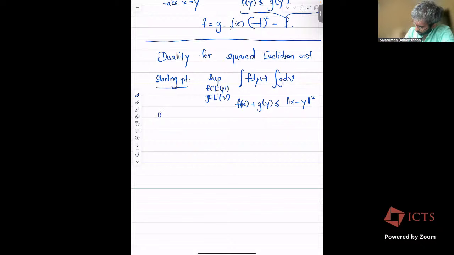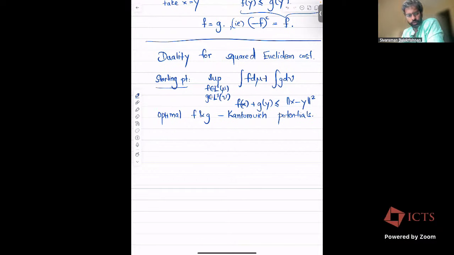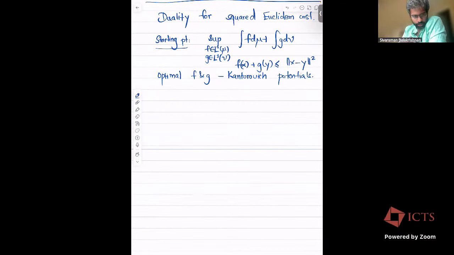The optimal f and g here are called Kantorovich potentials. And we will take the Kantorovich potentials, transform them a little, and then we will get some useful things out of it. So let's suppose I take any function f and any function g. I'm going to shift it a little bit and define some new functions.